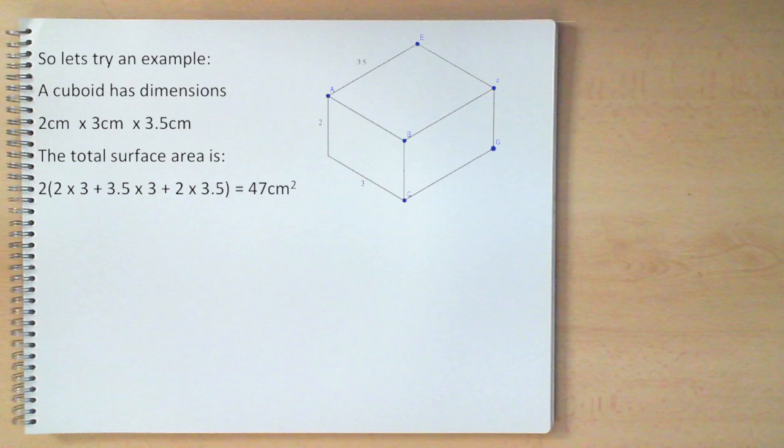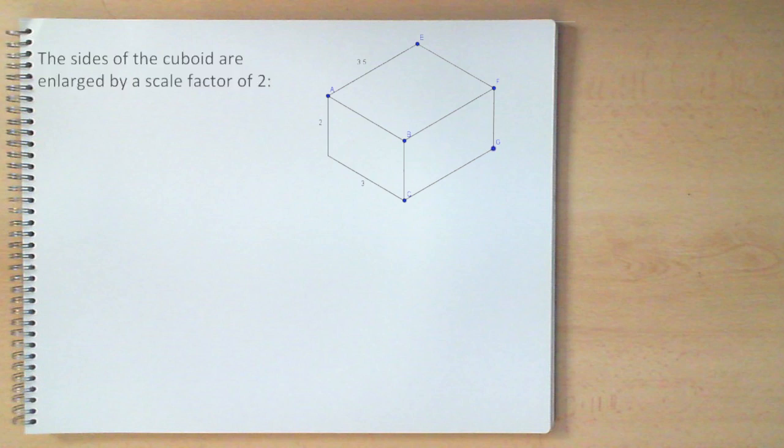Make sure you can see exactly where those values are coming from. There is another video on surface area that will help you to work out the surface area of cuboids. The volume is more straightforward. It's the height times the width times the length, or 2 times 3 times 3.5, which gives me 21 centimetres cubed.